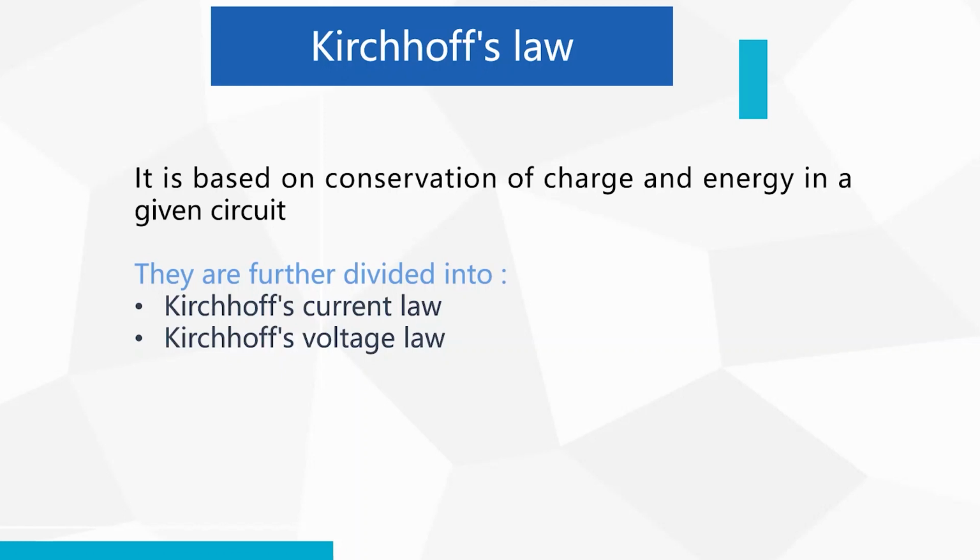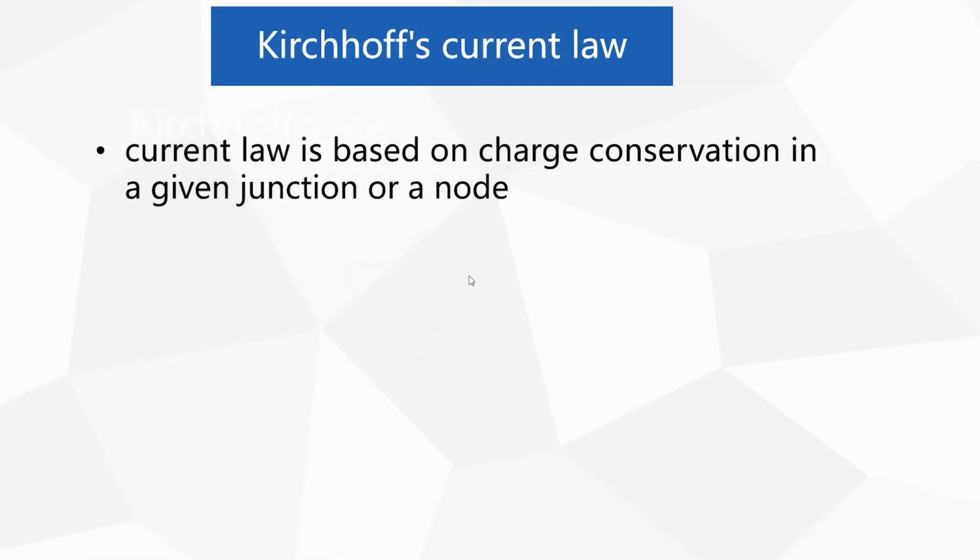So Kirchhoff's law is further divided into two parts: Kirchhoff's current law, which is the first law of Kirchhoff's law, and Kirchhoff's voltage law, which is the second law of Kirchhoff's law. Kirchhoff's voltage law is already explained in the previous video. Please refer to it. And I'm going to explain about Kirchhoff's current law. Current law is based on charge conservation in a given junction or a node.